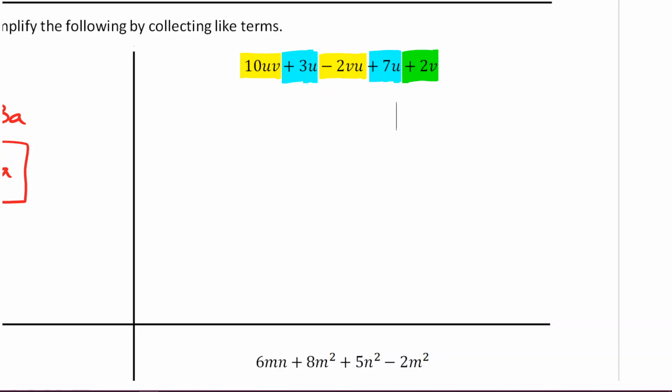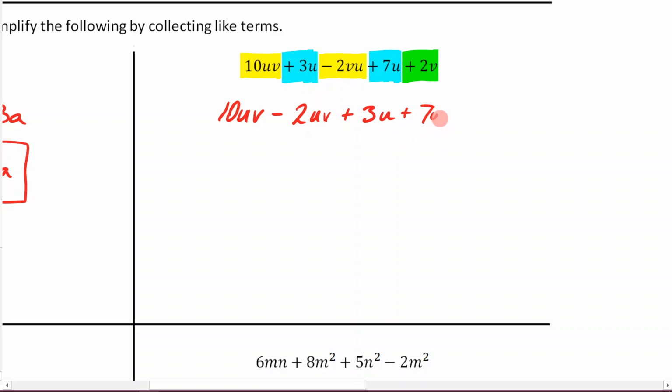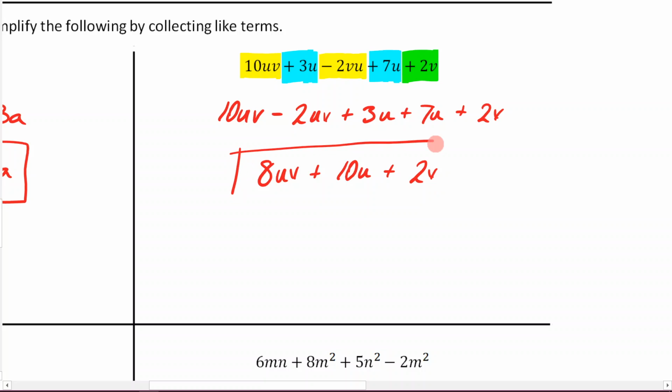So now I'm going to combine these together. So I have 10uv minus 2vu, and I might even write this as uv because it's the same thing. Then I have plus 3u plus 7u, and then I have plus 2v. What's very important is I have this negative sign here, which I took from here. So 10uv minus 2uv will be 8uv. Then I'm going to have plus 10u plus 2v. And that is going to be my answer.